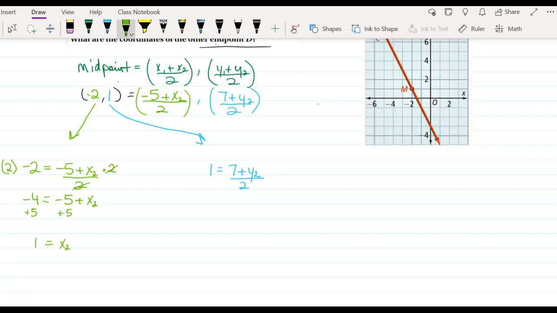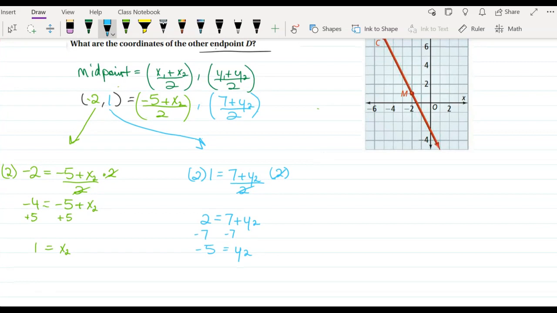Now let's see if we can find my y value. So again, I'm going to multiply both sides by 2 to get rid of that denominator. So 2 times 1 gives me 2 is equal to 7 plus y sub 2. Going to subtract 7 from both sides. So negative 5 is equal to my y value. So point D has the coordinates of 1, negative 5.